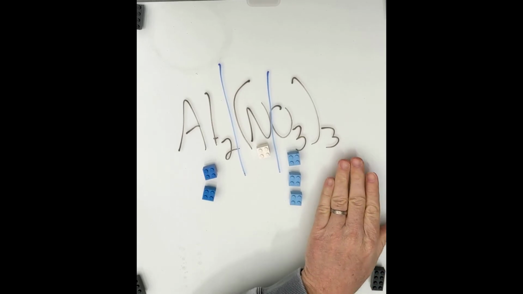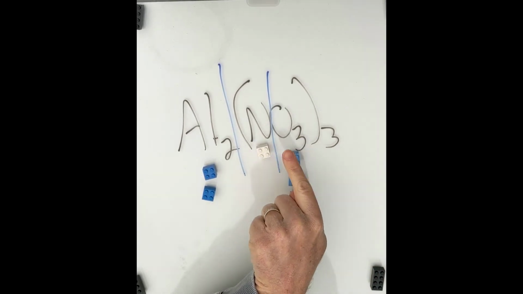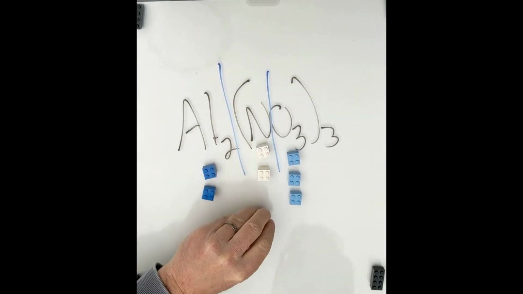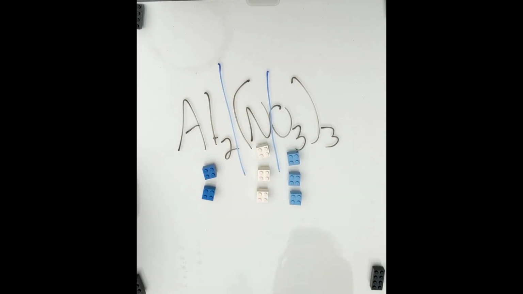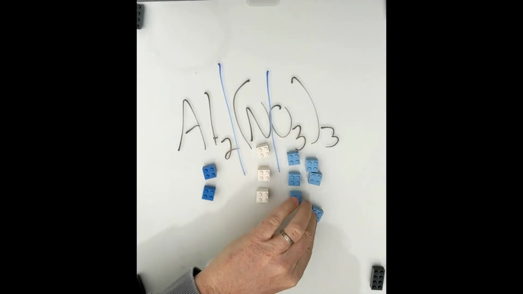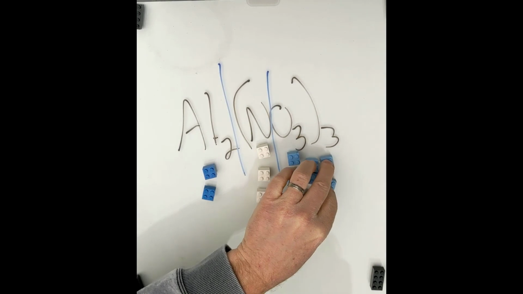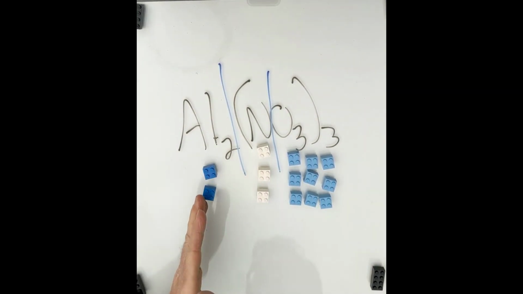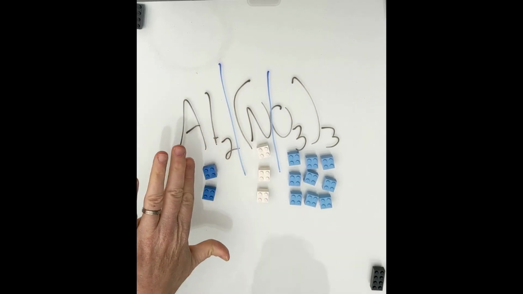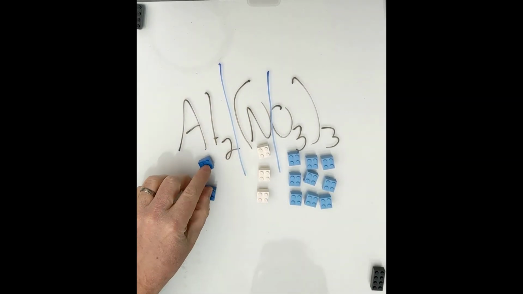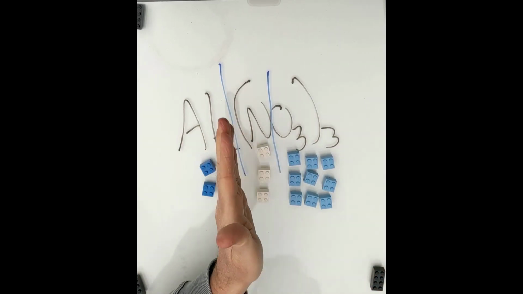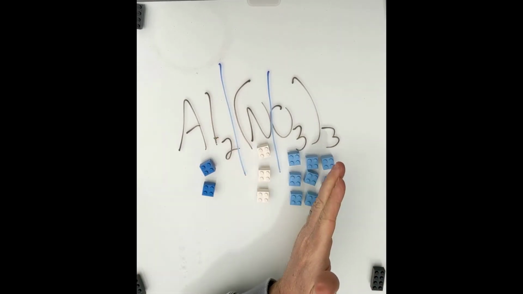Outside the parentheses, there's the 3, which means everything in the parentheses gets multiplied by 3. So now there's 1, 2, 3 nitrogens, and another group, 2 more groups of 3 oxygens, for a total of 9. Okay, there's 9 oxygens, 3 nitrogens, and 2 aluminums again, because the aluminum's by itself with its little 2 out here, so there are 2 of them, but the 3 over here doesn't affect the aluminum because that parentheses closes off the effect of the 3.